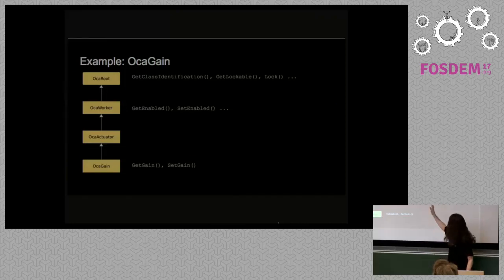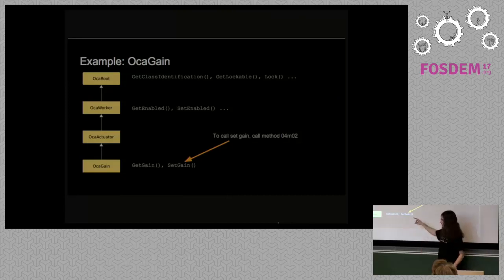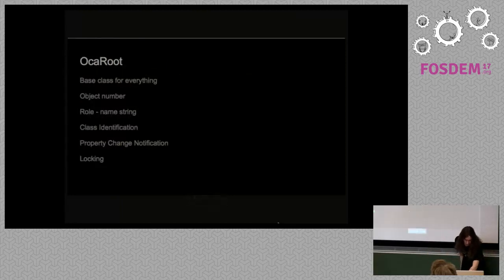So we have examples of methods. And if you want to call this method, you go down to level 4. I don't know why it's 1 index and not 0 index, but you go across on this level to method number 2. And that's how you specify a method, and it's all very well defined like that.